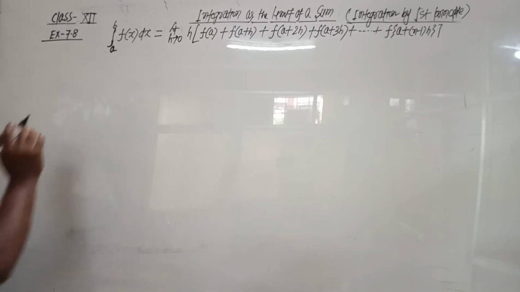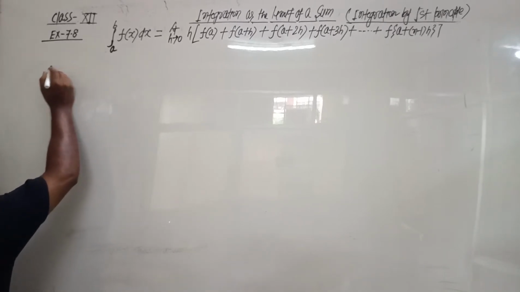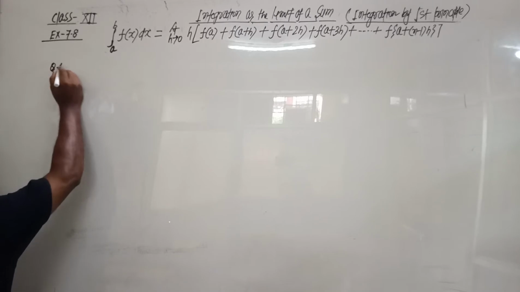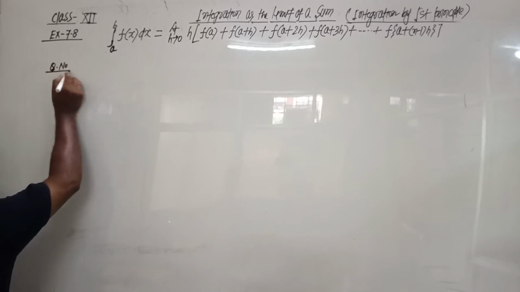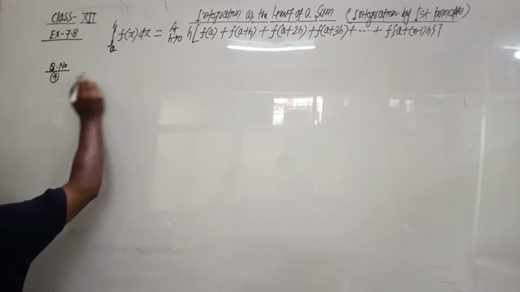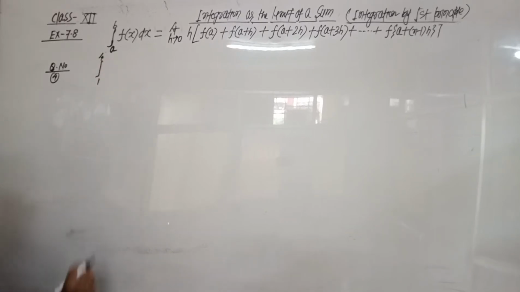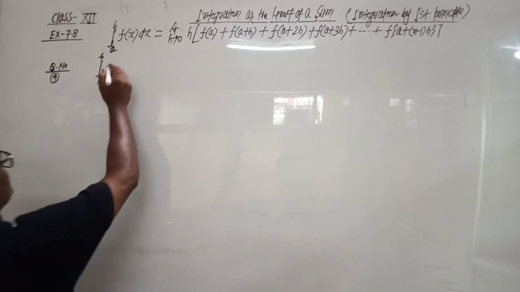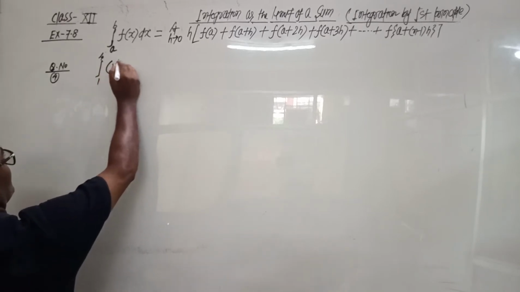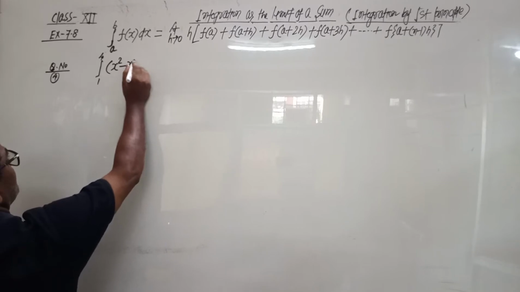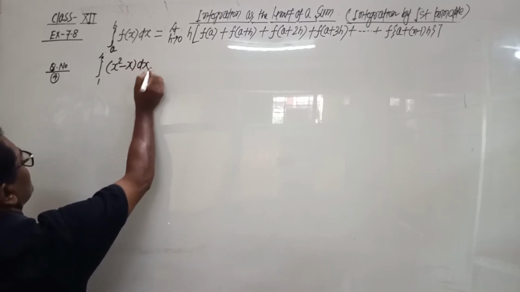Question number 4: the integral from 1 to 4 of x square minus x dx.